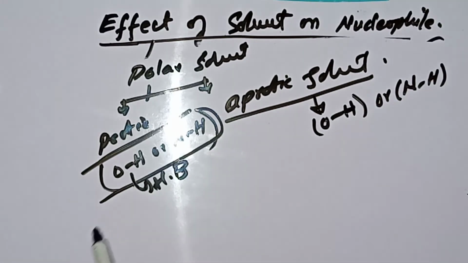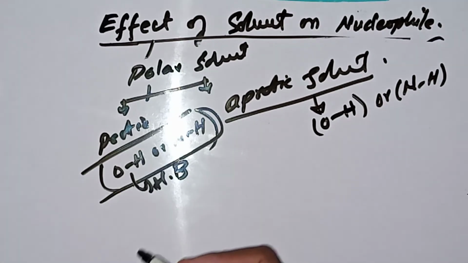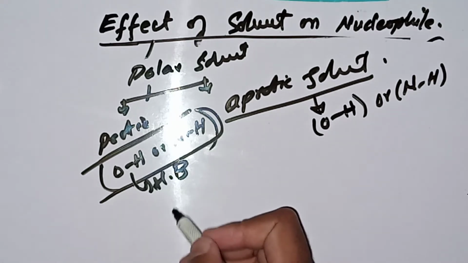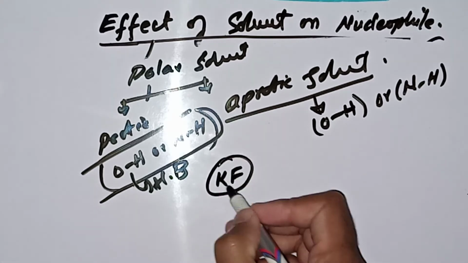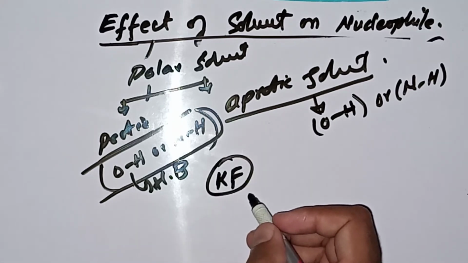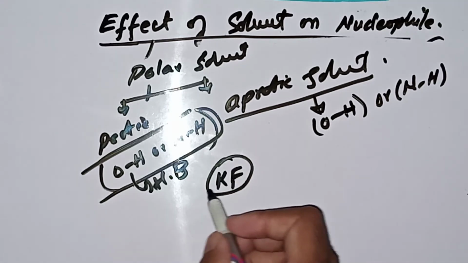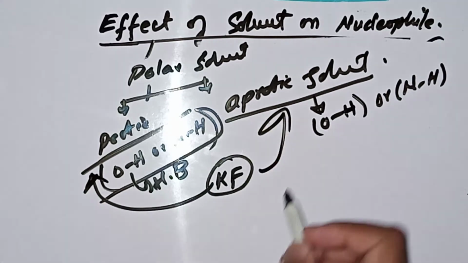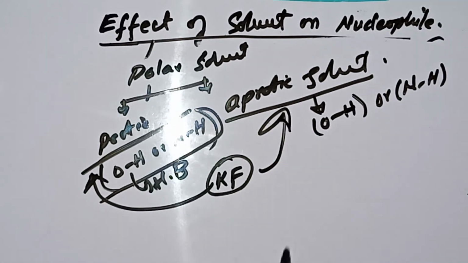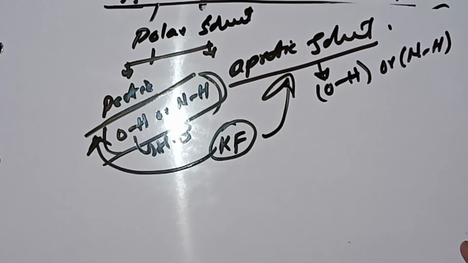So why, in protic solvents, will the nucleophile act as a poor nucleophile? Take KF as the solute, where you use the fluoride ion as a nucleophile. When you use a protic solvent and when you use an aprotic solvent, what will be the effects on the nucleophile?